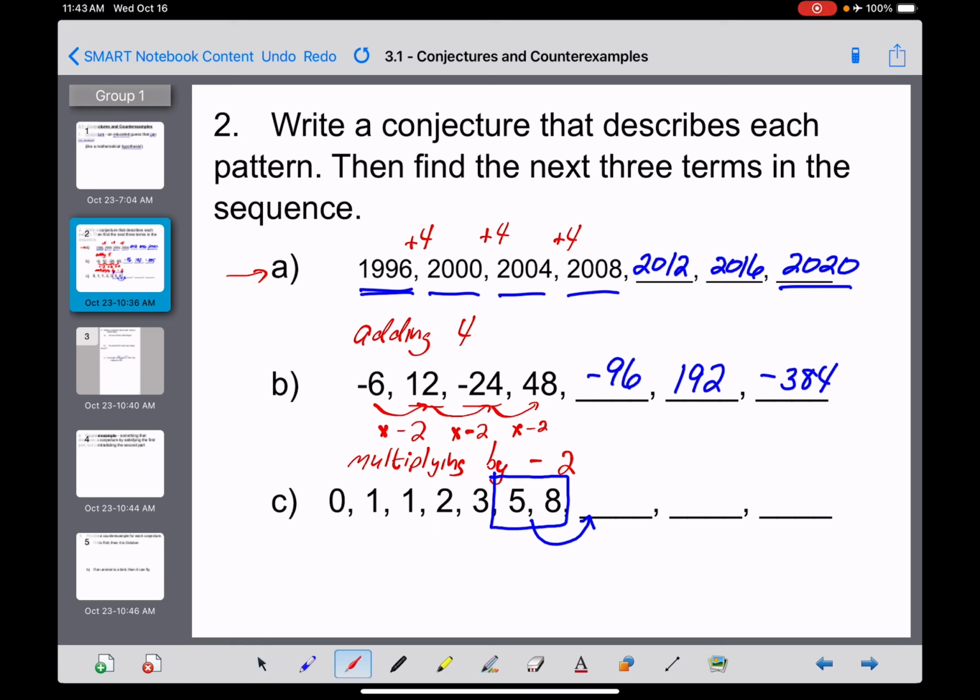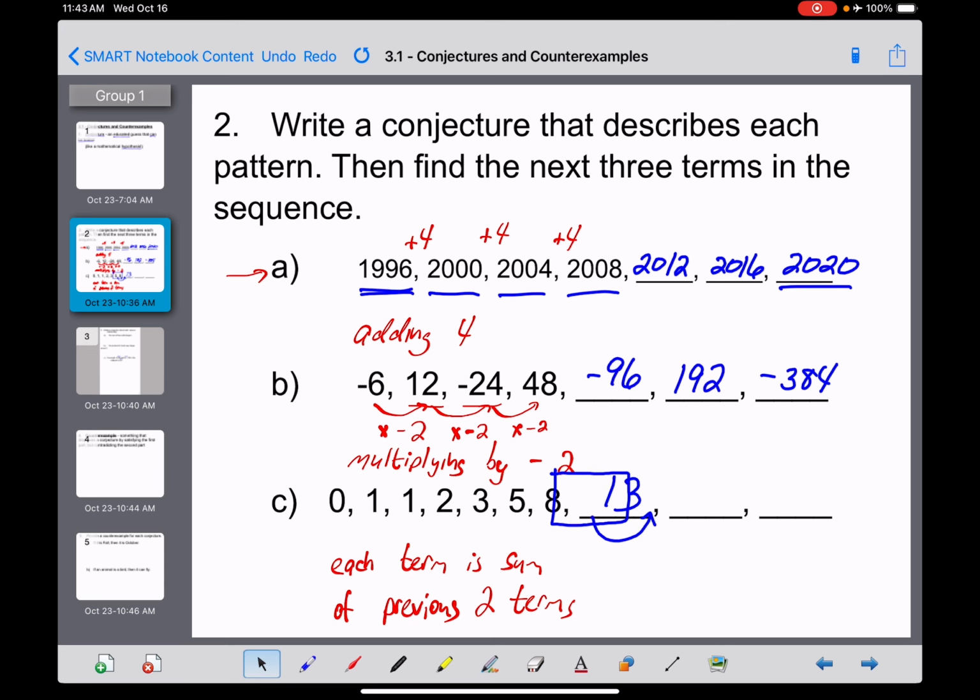Okay, so what's happening here, my conjecture would be, this is a little bit of a pain to write, but I would say each term is the sum of the previous two terms. All right, so we would add the 5 and the 8 together to get 13 for our next term.